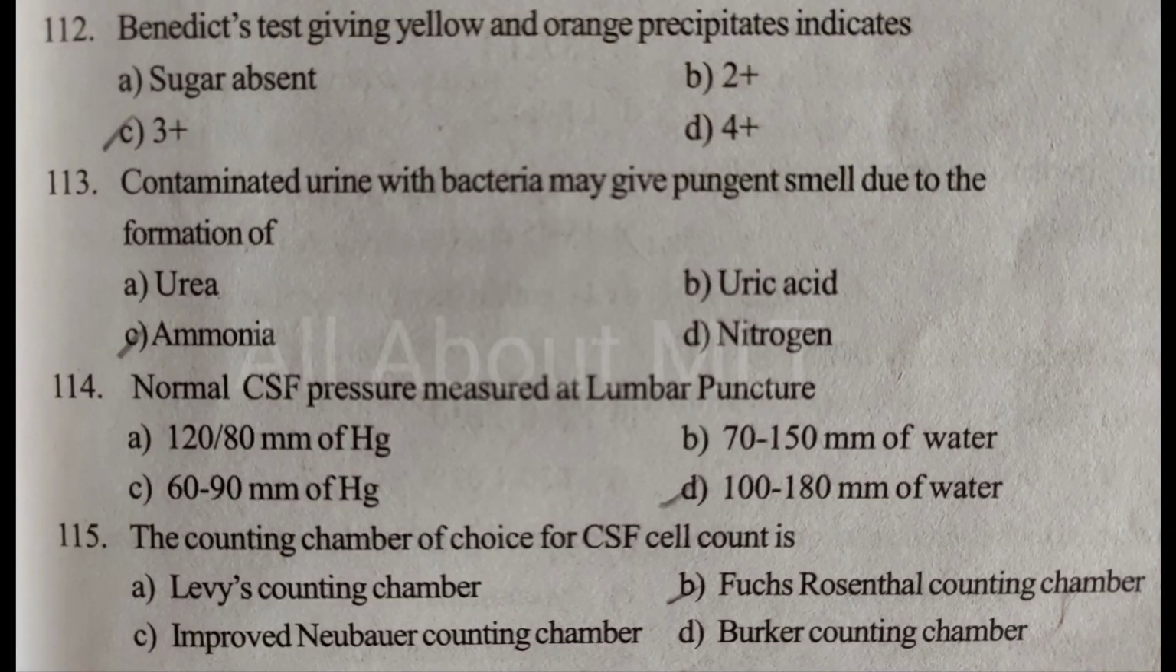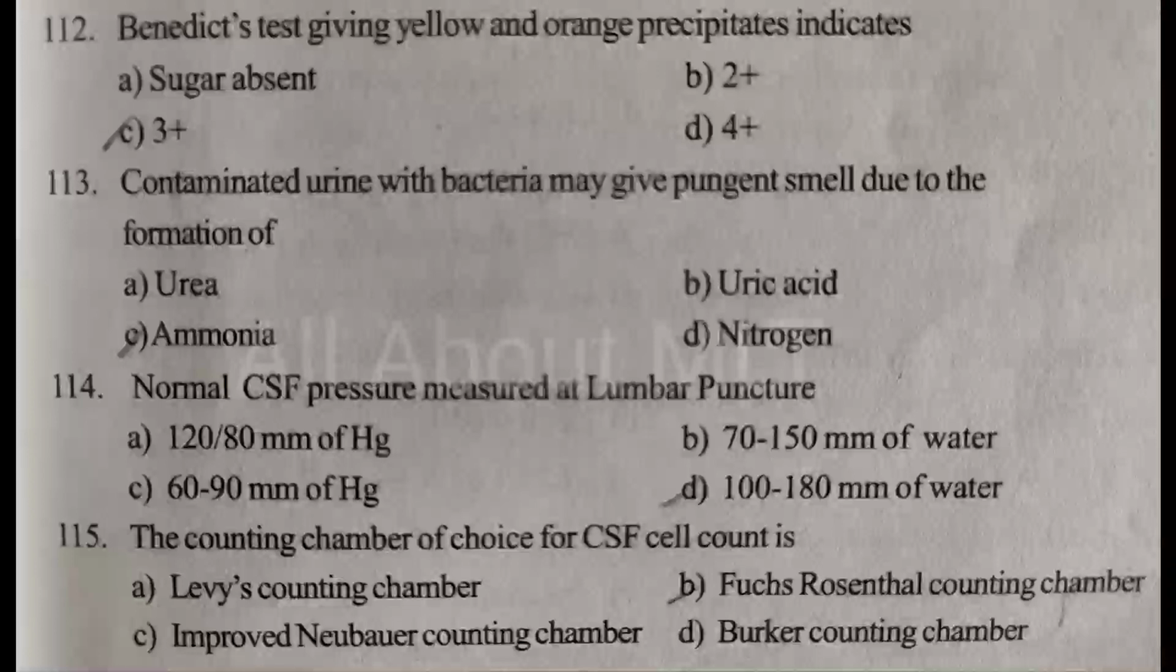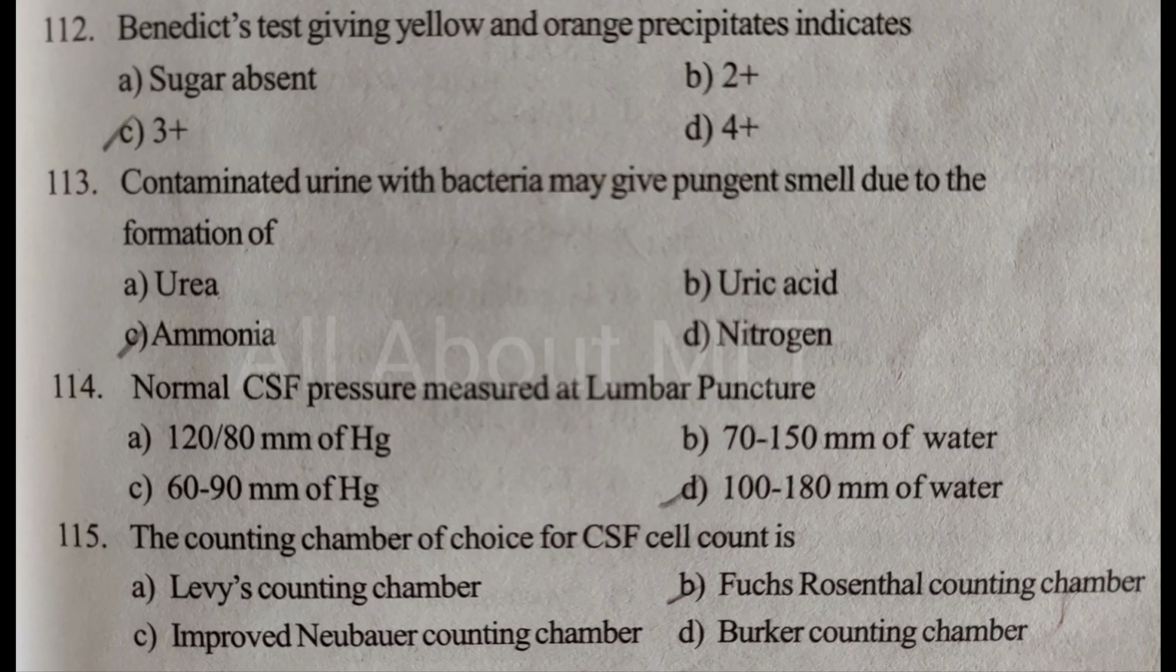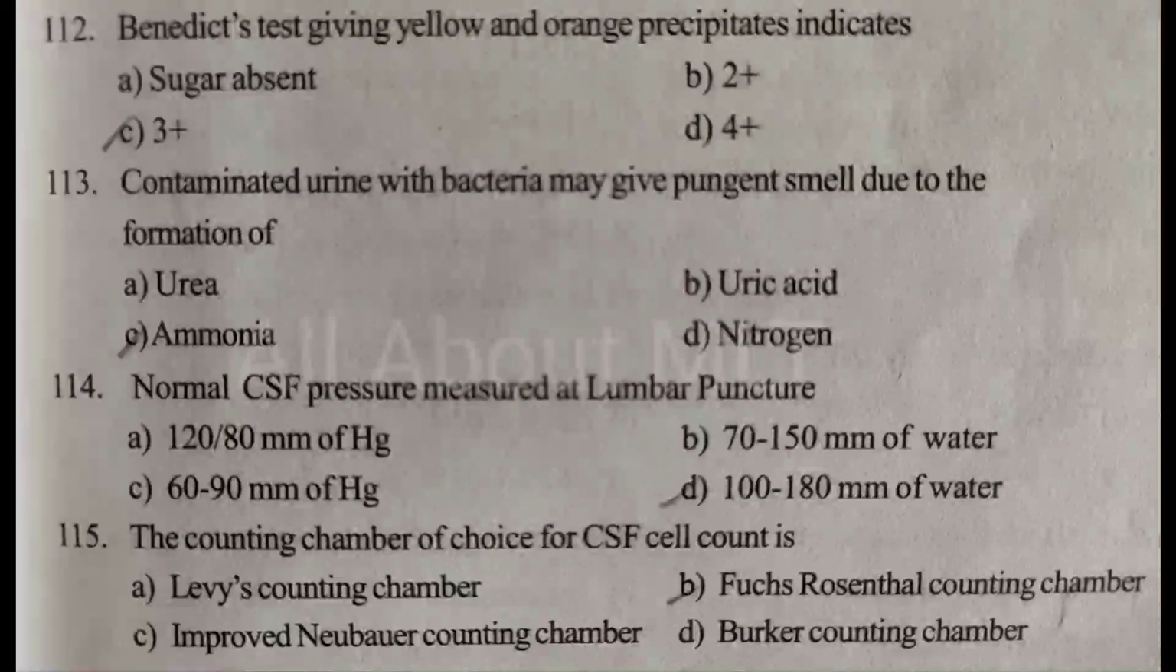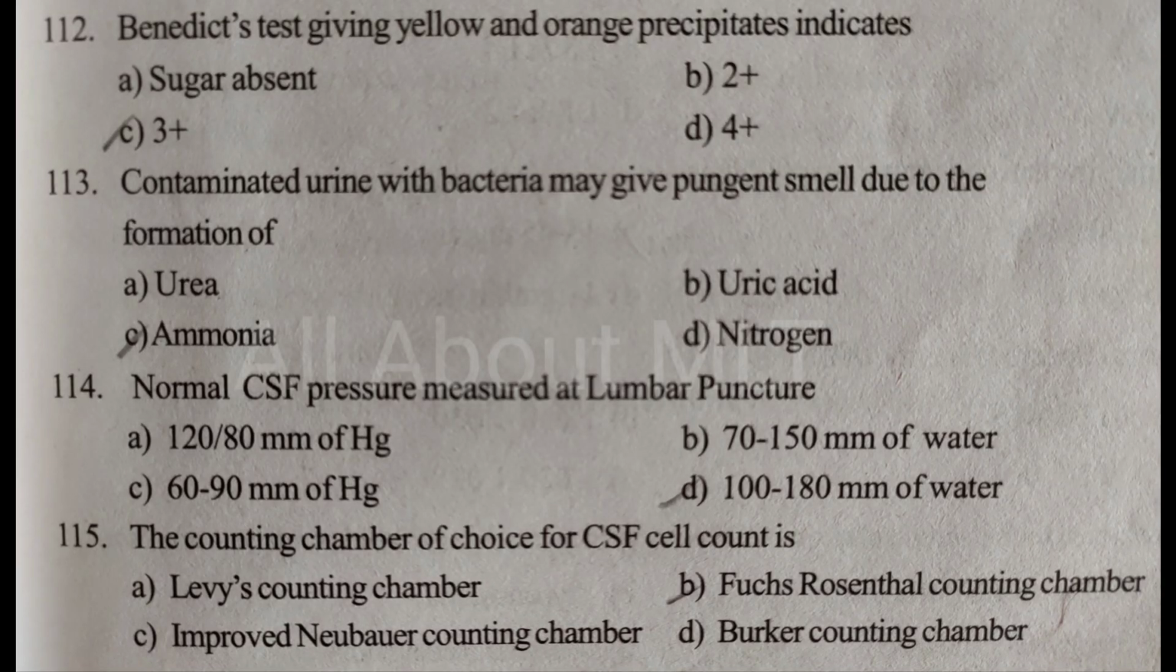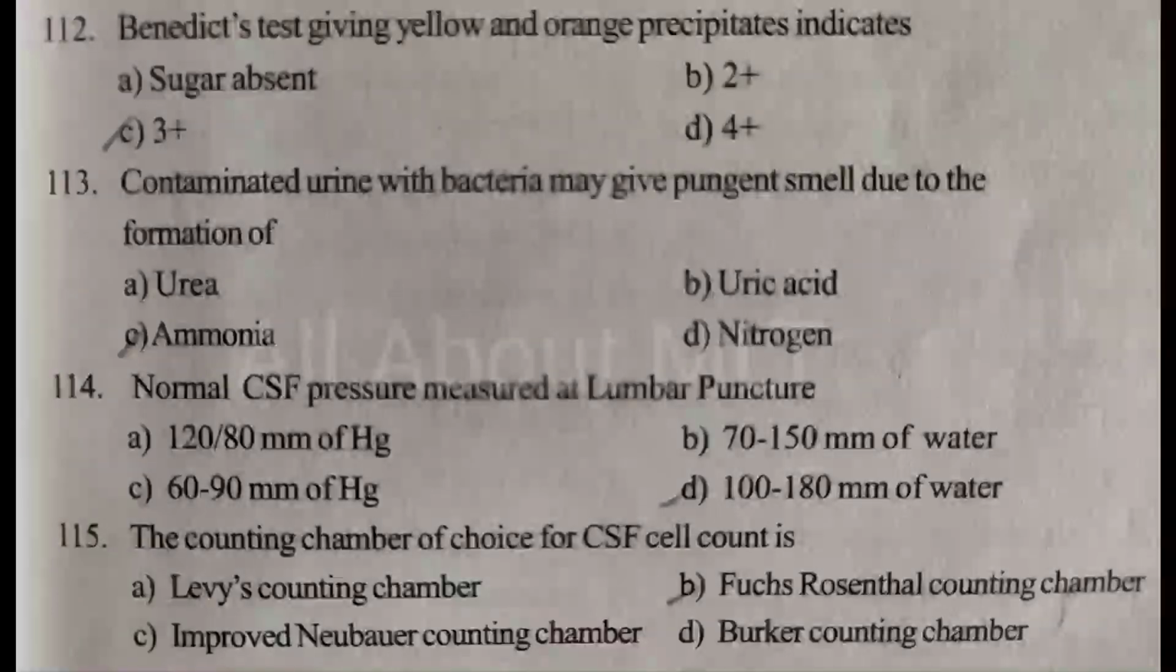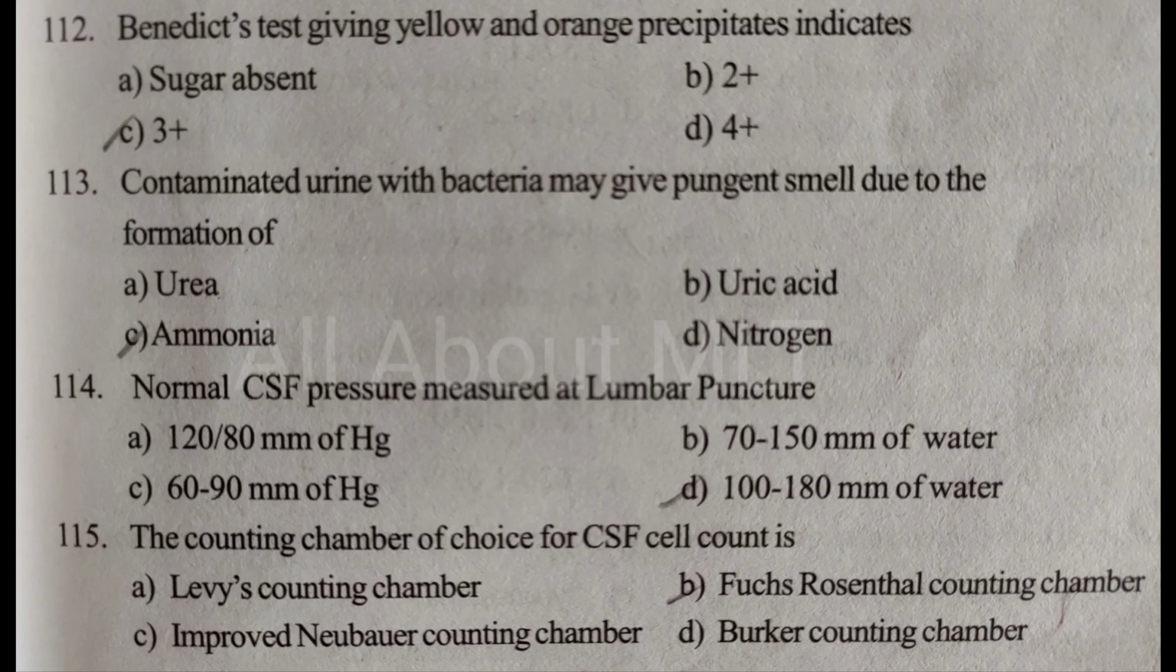Benedict's test giving yellow and orange precipitate indicates option A sugar absent, option B 2+, option C 3+, option D 4+. And the answer is option C 3+. Contaminated urine with bacteria may give pungent smell due to the formation of option A urea, option B uric acid, option C ammonia, option D nitrogen. And the answer is option C ammonia.